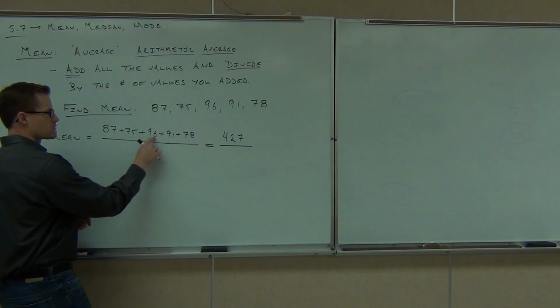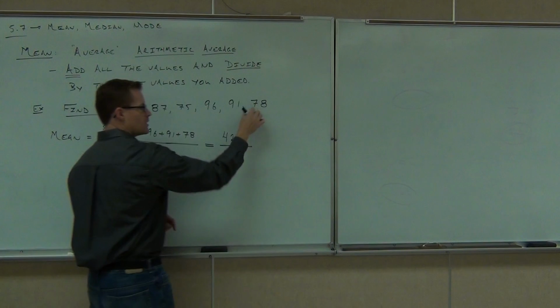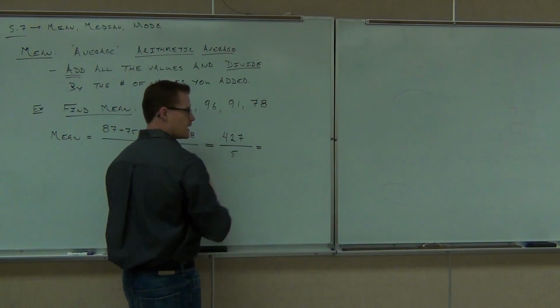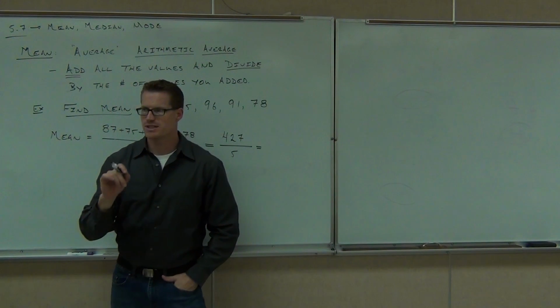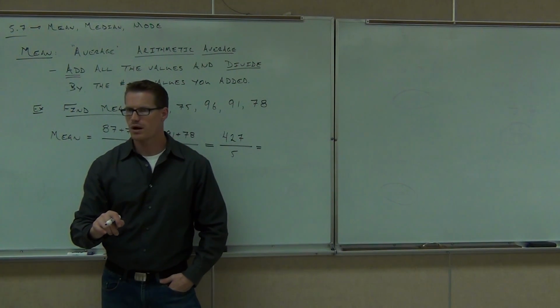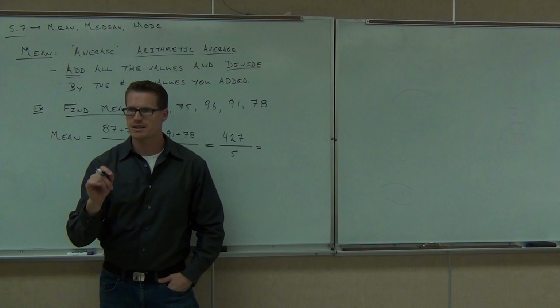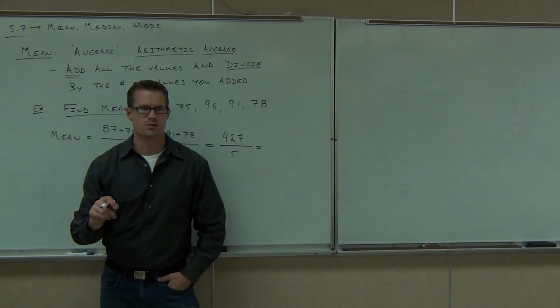Divide by 5. 1, 2, 3, 4. We just added 5 numbers. We're going to divide that by 5. And what I want you to do is round that to the tenths place. So you should get a decimal. You should get a decimal on your calculator, right?